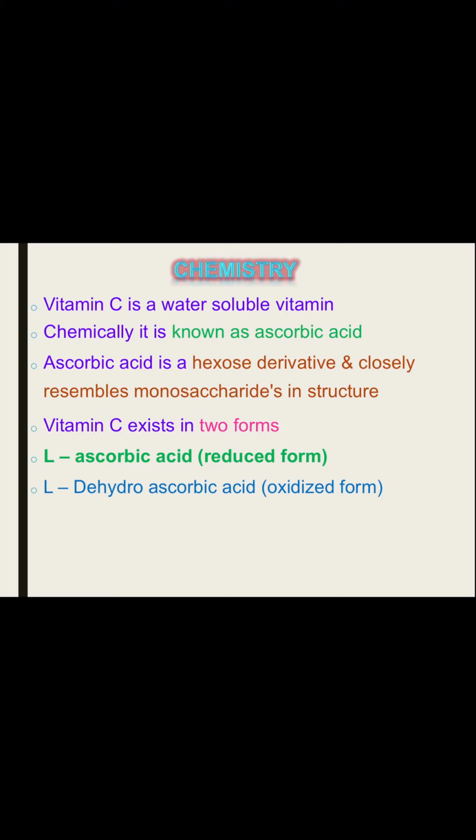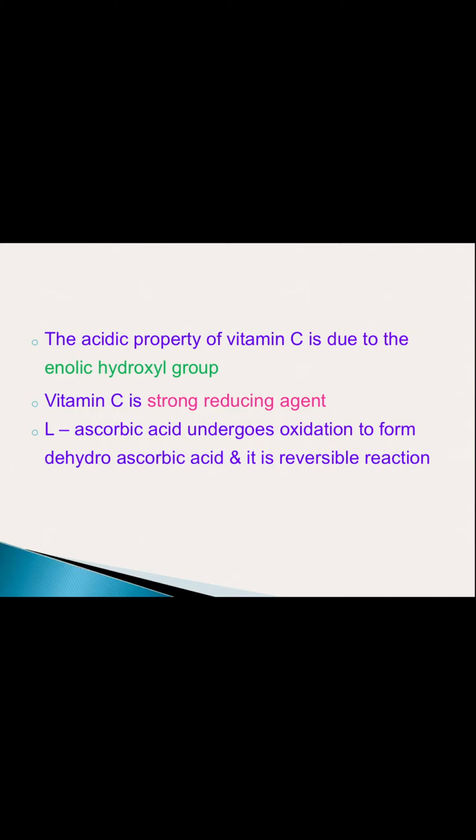Vitamin C exists in two forms. One is the reduced form and one is the oxidized form. So, L-ascorbic acid is the reduced form, and when it is oxidized, L-dehydroascorbic acid is made. So these are two forms, ascorbic acid and L-dehydroascorbic acid. The acidic property of vitamin C is due to the enolic hydroxyl group that they have in their structure, and vitamin C is a strong reducing agent.